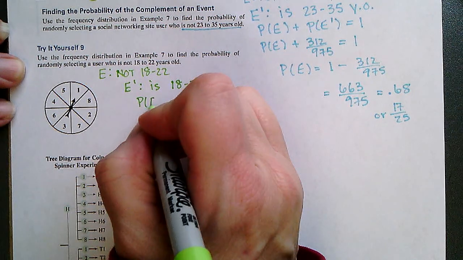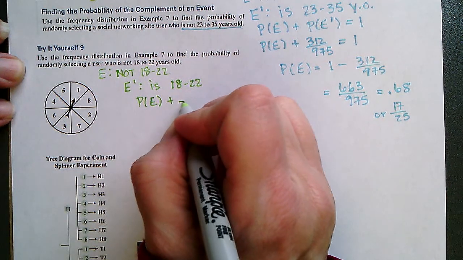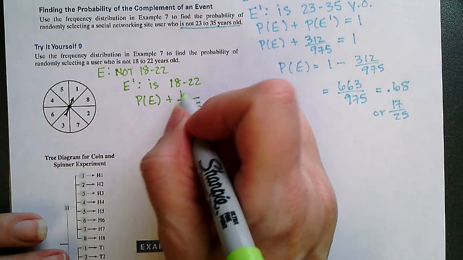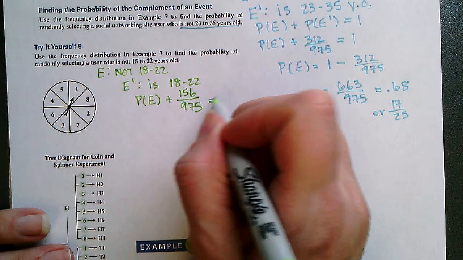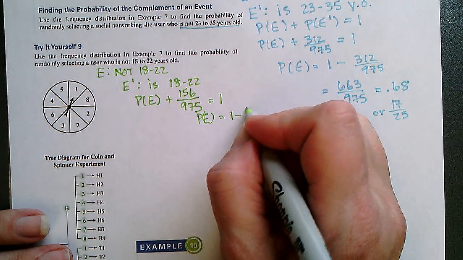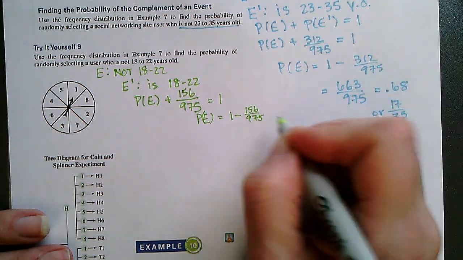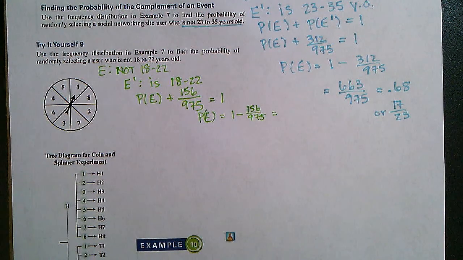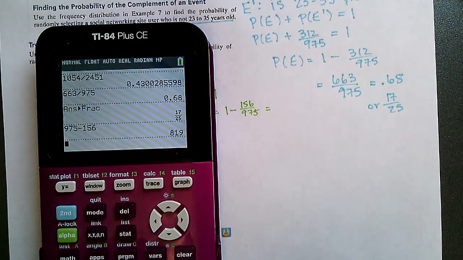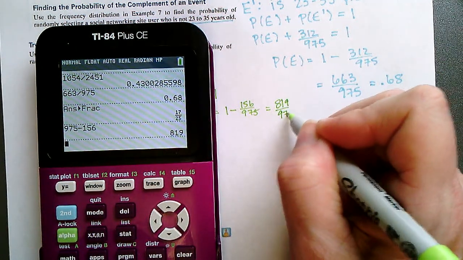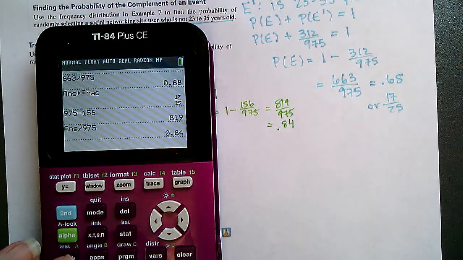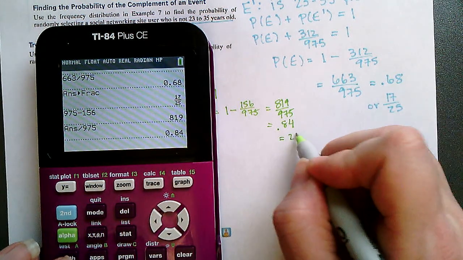So the probability of E plus the probability of being 18 to 22, which is, if you look at your chart, 156 out of 975, equals 1. So the probability of our event would be 1 minus 156 over 975, which is 819 over 975, or 0.84, which is 21/25.